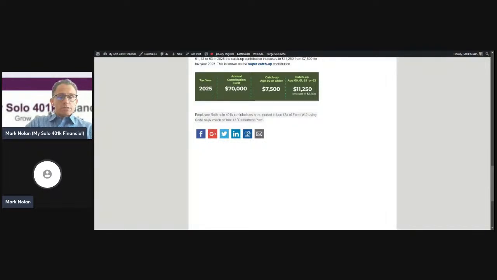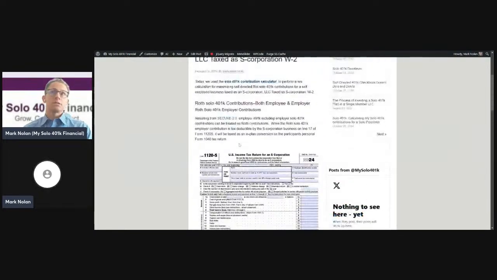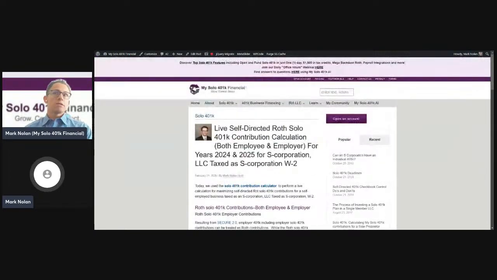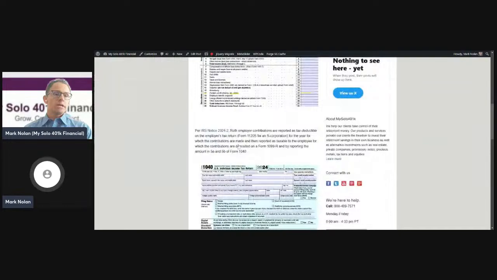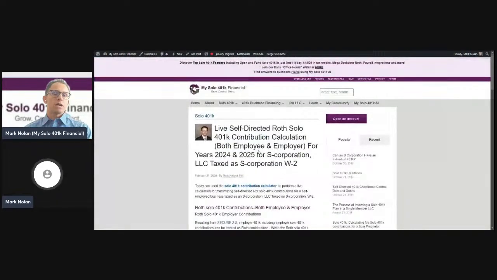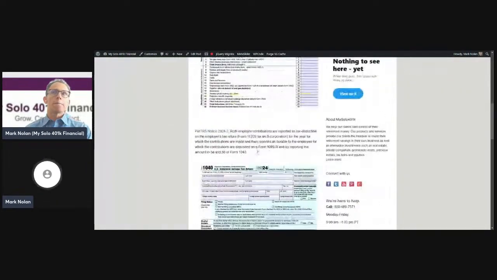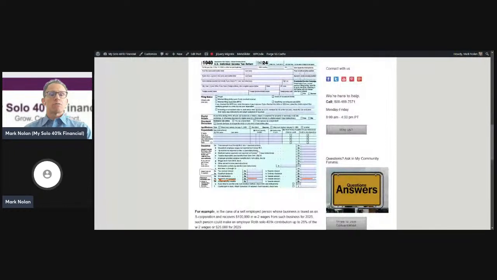So that covers the differences between employee Roth solo 401k contributions and employer Roth solo 401k contributions. So this is a good page to take a look at. We're going to post today's video on this page here on our website so you can reference it later as well. Okay, let's switch over to our calculator so we can do some live illustrations here.